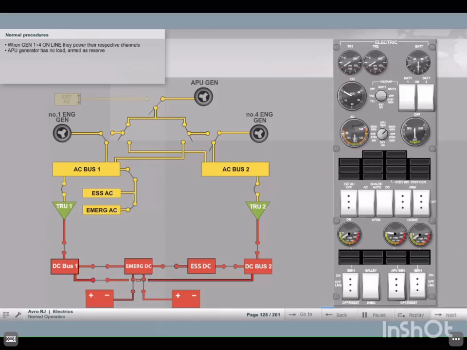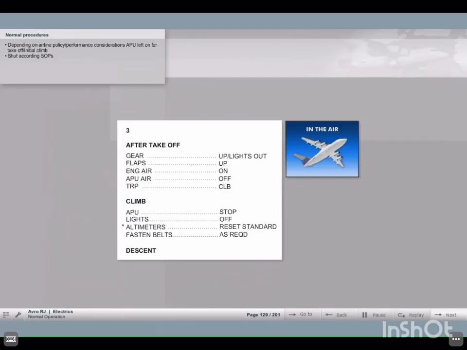Have a look at the power distribution now after we brought the generators online. The generators are powering their respective channels, and the APU generator has no load but is ready to resume load should an engine generator fail. Depending on your airline policy or local performance considerations, the APU may be left on for takeoff and initial climb. It is then shut down according to your standard operating procedures.